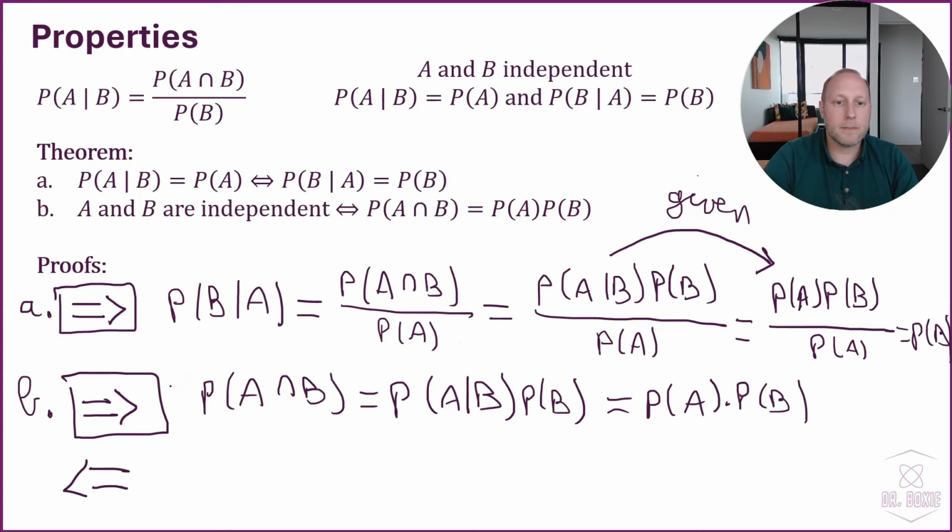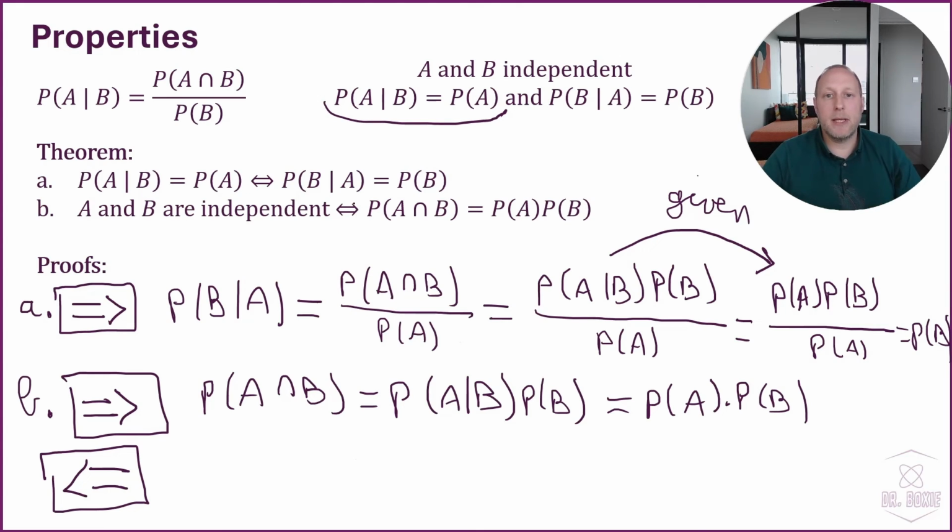The other way, what we want to prove this time is independence. So what we need to check is, for instance, this part. So we need to check that P of A given B is equal to P of A. And if that is true, we know from part A of the theorem already that the second requirement is also true, and therefore that A and B will be independent. So what we want to check is the first condition. We want to check whether P of A given B is P of A.